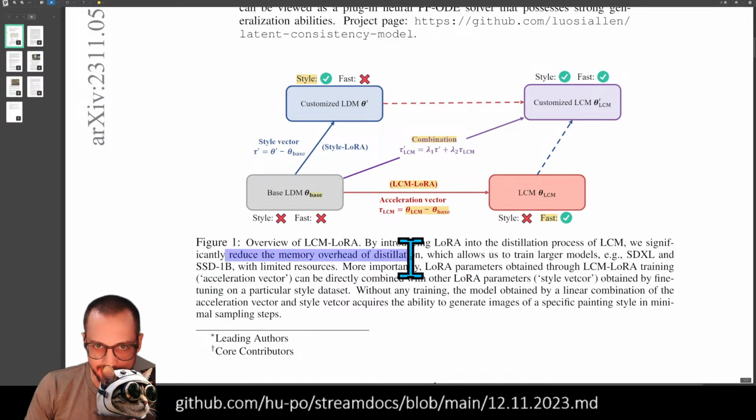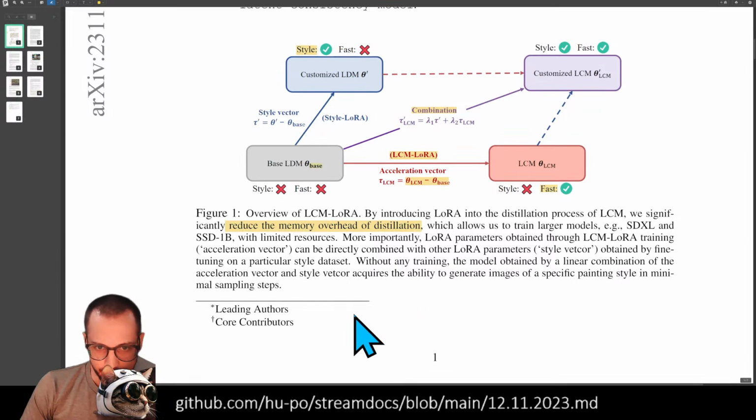Here they're referring to the fact that normally when you distill a model, you're basically pushing gradients into an entire model, but by distilling into just the LoRa parameters, that's a much more efficient way to distill models. More importantly, LoRa parameters obtained through LCM LoRa training can be directly combined with any other LoRa parameters, obtaining fine-tuning on any particular style. Without any training, the model obtained by a linear combination of the acceleration vector and style vector acquires the ability to generate images of specific painting style in minimal sampling steps.